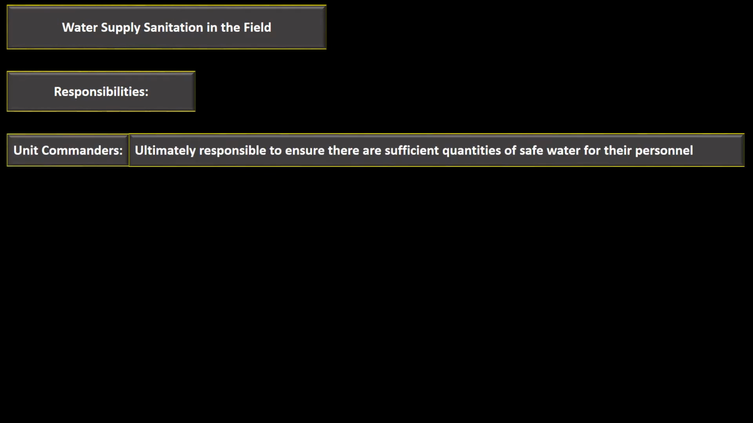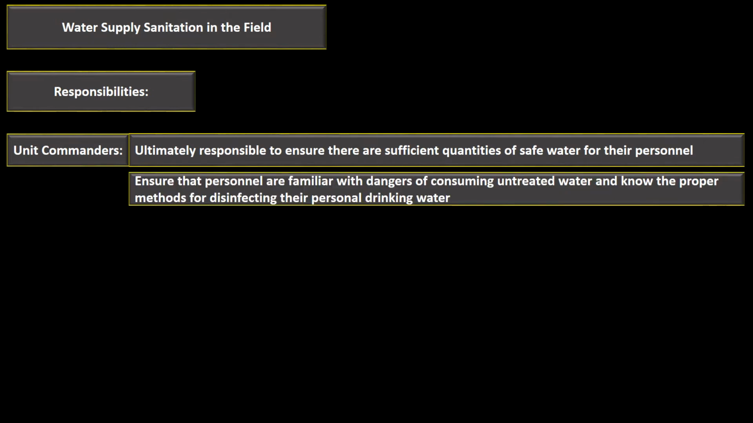Responsibilities. Who's responsible for what when it comes to water? Our unit commander has the ultimate responsibility to make sure that everybody's got sufficient quantities of safe water. He ensures that personnel are familiar with the dangers of consuming untreated water and know the proper methods for disinfecting their personal water. Ultimately, it's going to fall on the unit commander.